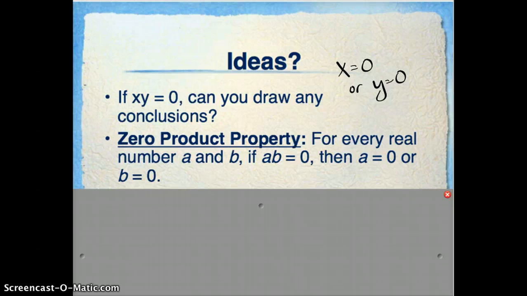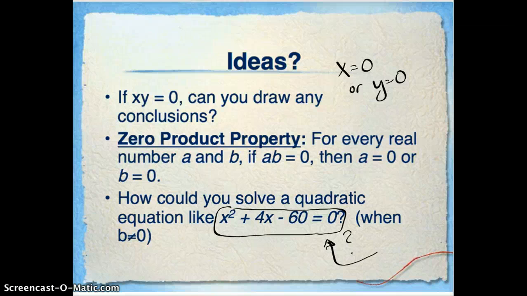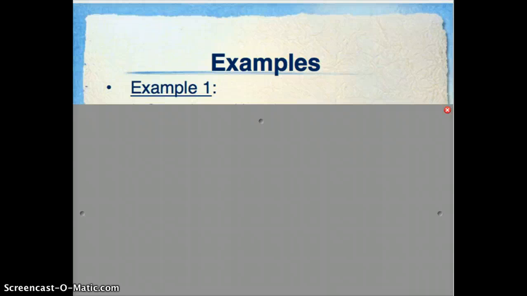Our question that we're going to be answering today is how could we use that zero product property to help us solve a quadratic equation like x squared plus 4x minus 6 equals 0. I'm not sure we'll ever get to this exact one today, but if you want to go back at the end and see if you can solve that, that would be great. So we're going to see how we can use the zero product property to solve quadratic equations like x squared plus 4x minus 6 equals 0. So let's start out with some that are a little bit easier for us already.